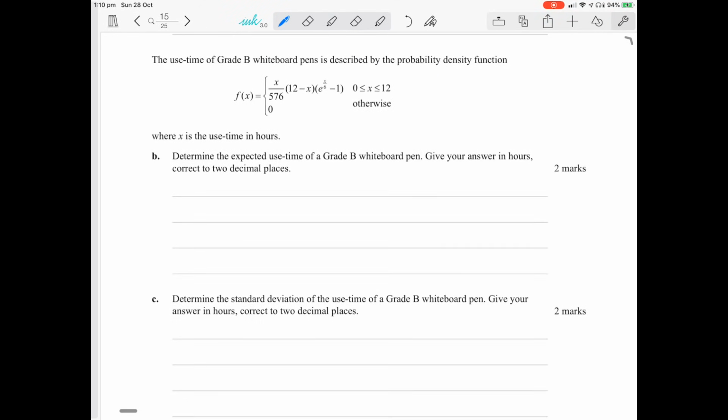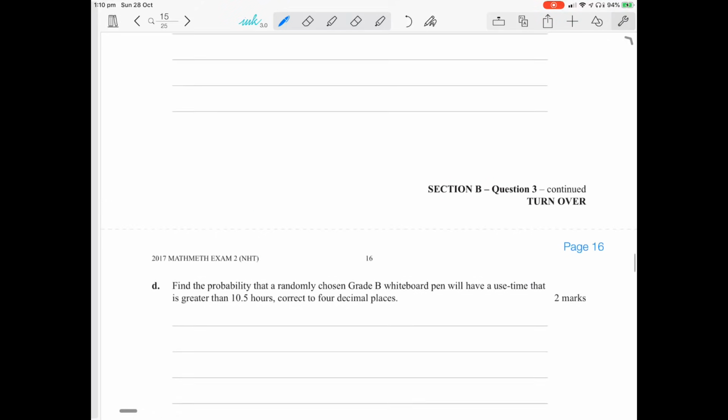Okay, the use time of grade B pens is that. Tell me the expected use time. Okay, so your expected use time is the integral of x times x on 576 between 0 and 12 of 12 minus x e to the x on 6 minus 1 dx.